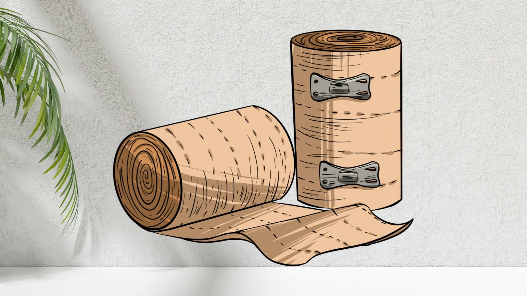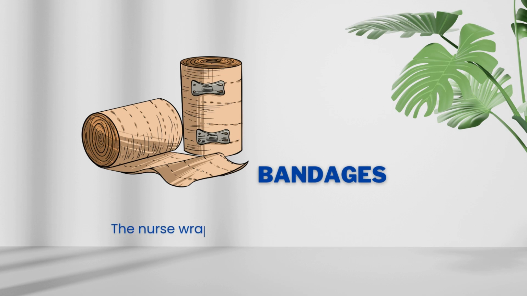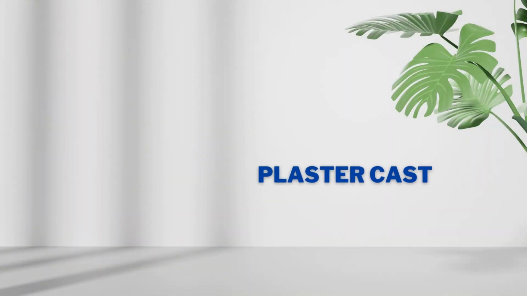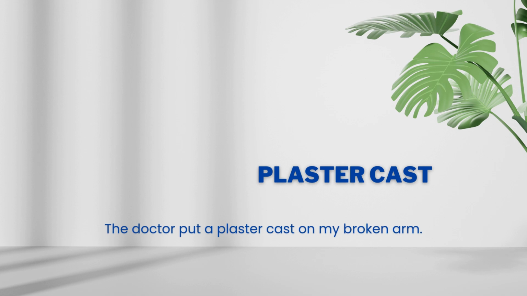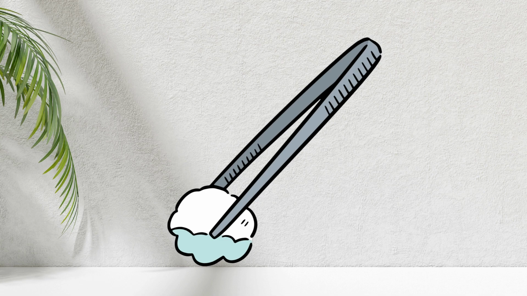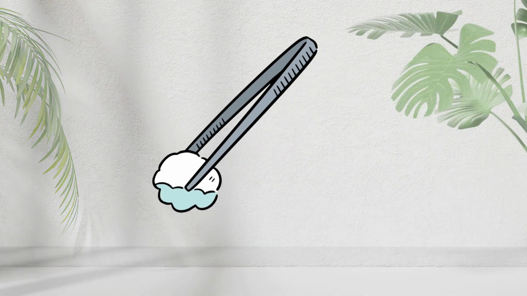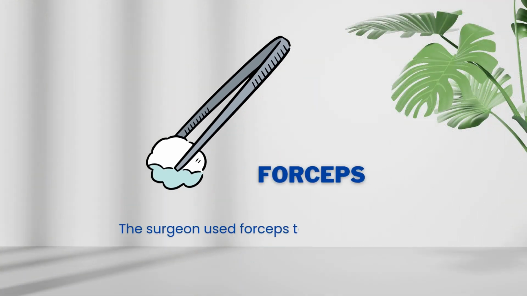Bandages. The nurse wrapped my wound with bandages. Plaster cast. The doctor put a plaster cast on my broken arm. Forceps. The surgeon used forceps to hold the tissue.